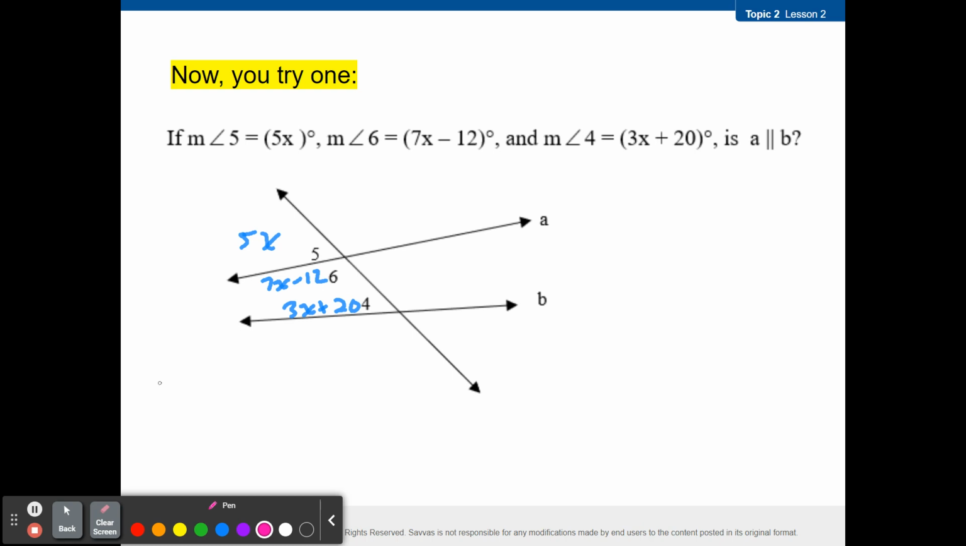So what's the other guarantee we got? What could we use to solve for this? What about 5 and 6? Oh, did you have it? Yeah, 5 and 6 have to be supplementary, so there's your guarantee. So solve for x using that. That's something that won't change, whether we have parallel lines or not. So why don't you solve for that one?